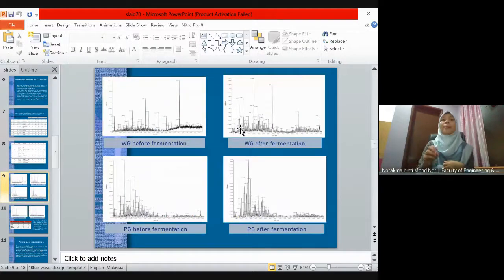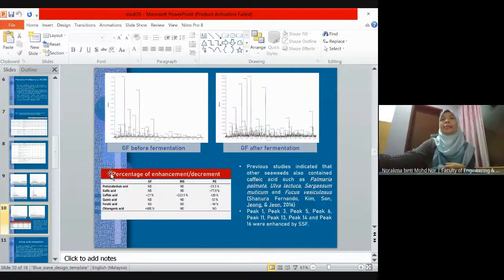And this is the full MS scan for all samples before and after fermentation. Okay, this is a summary of the percentage of enhancement or decrement of phenolic compounds after SSF.